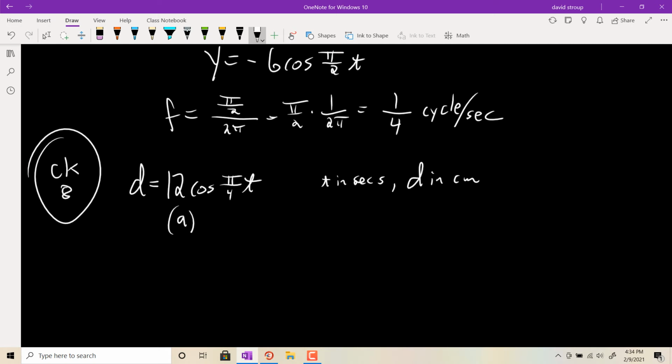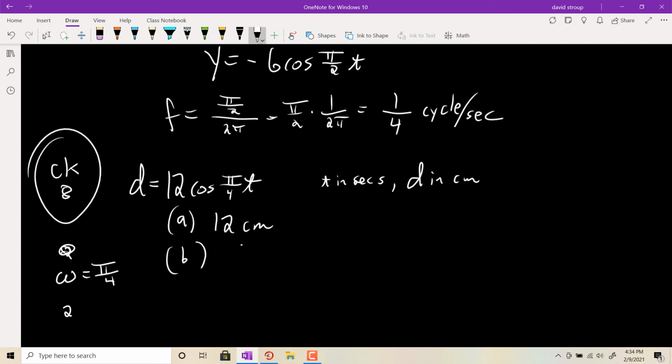Okay, part A, find the maximum displacement. Well, that's easy. That's just the amplitude, so that's 12 centimeters. Part B, the frequency. Well, that's 1 over the period. So the period is, well, we could just read omega off, right? So omega is pi over 4.